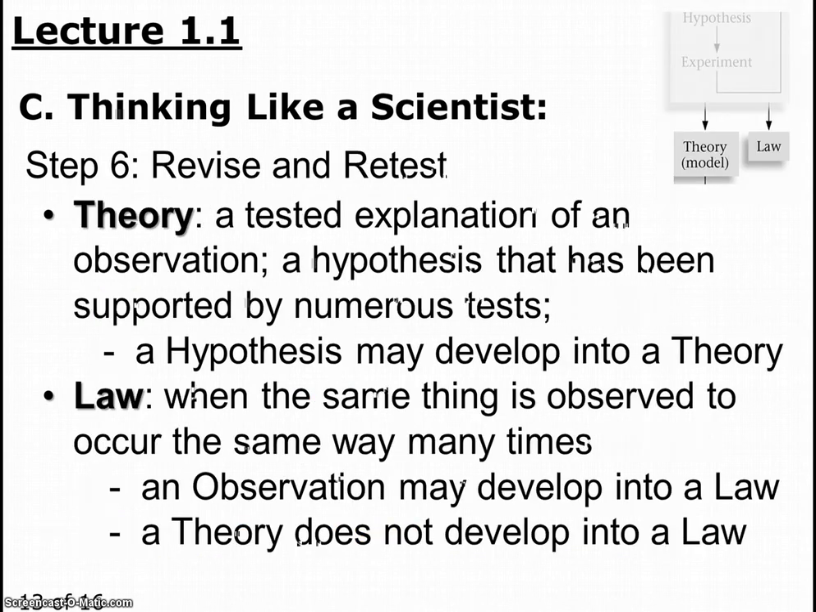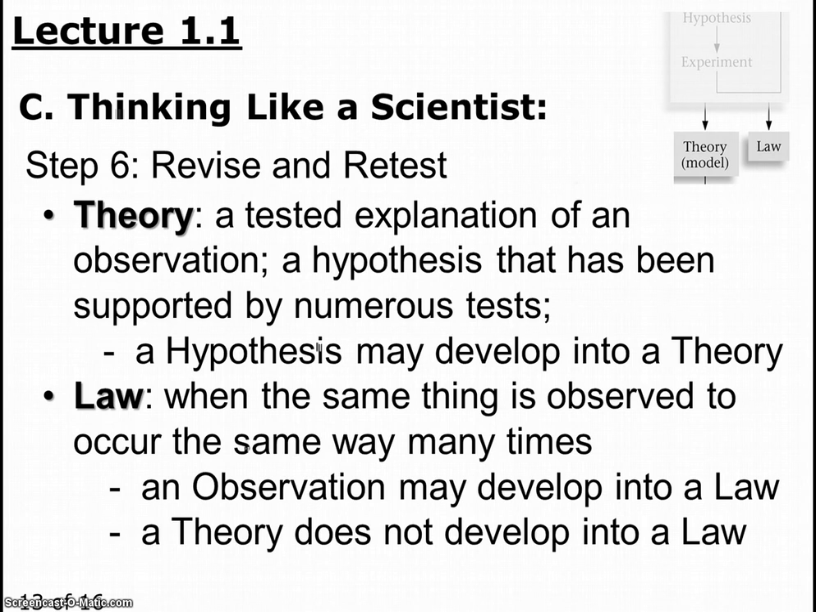When a set of variables have been tested repeatedly, they can sometimes lead to the development of a theory or a law. So after you have revised and retested your experiment, a tested explanation of an observation or a hypothesis that has been tested and supported many times can develop into a theory. A theory is an explanation of something that is observed. So a theory will never become a law.